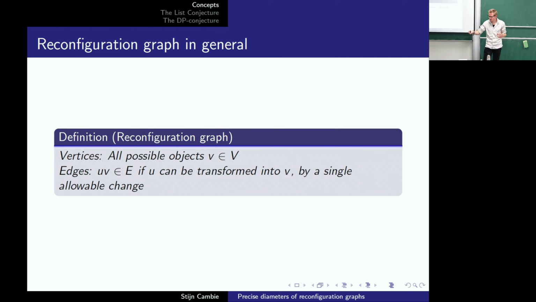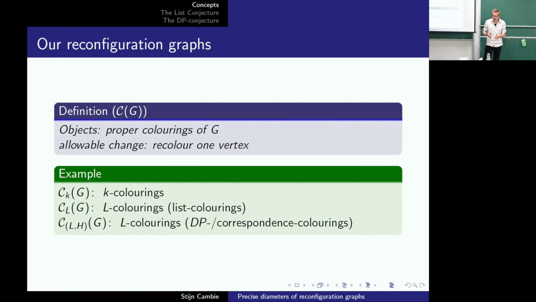So the allowable change will be to recolor one vertex in such a way that we end up with another instance, so with another proper coloring. And more specifically, we have a few cases. On the one hand, we can have the reconfiguration graph with k colorings. So you fix some number k, and you look at all possible proper k-colorings of the graph and build a reconfiguration graph.